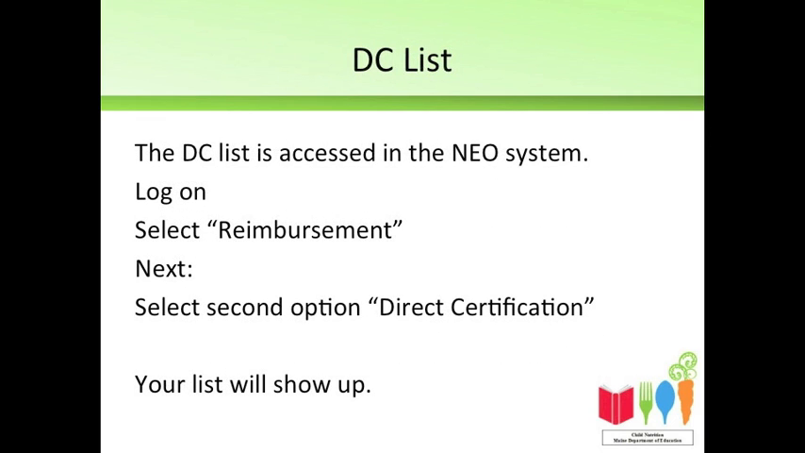In order to access the DC list, you must either be a food service director or the legal agent. After logging into NEO, select Reimbursement, then you should be able to see Direct Certification as the second item on the list.